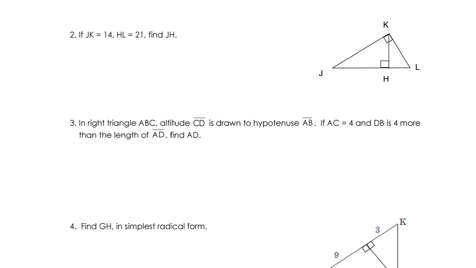All right, guys, we're on the back side of Unit 8, Day 4 notes, and we learned a new proportion, and we're going to see if we use this one or the one we did the day before. So it says if JK equals 14, HL equals 21, they want you to find JH.